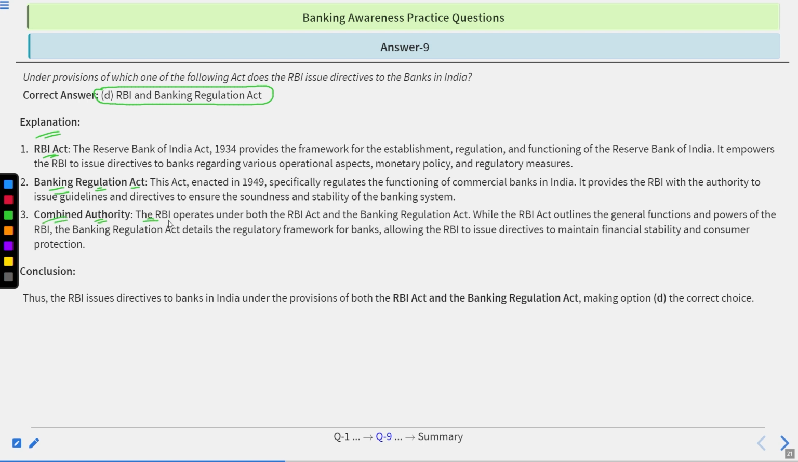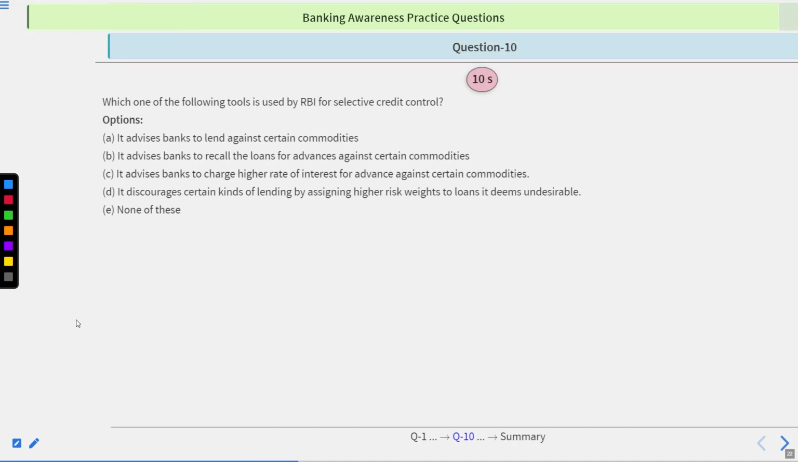Combined authority. The RBI operates under both the RBI Act and the Banking Regulation Act. While the RBI Act outlines the general functions and powers of the RBI, the Banking Regulation Act details the regulatory framework for banks, allowing the RBI to issue directives to maintain financial stability and consumer protection. Conclusion. Thus, the RBI issues directives to banks in India under the provisions of both the RBI Act and the Banking Regulation Act. So, option D is the correct choice.